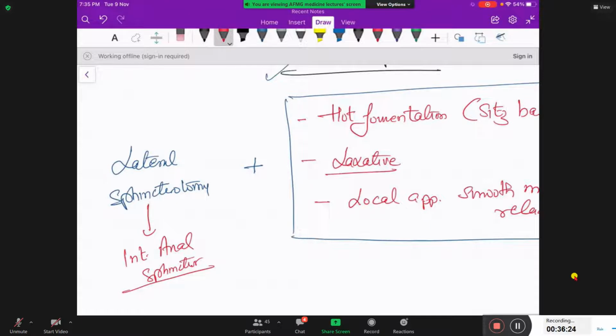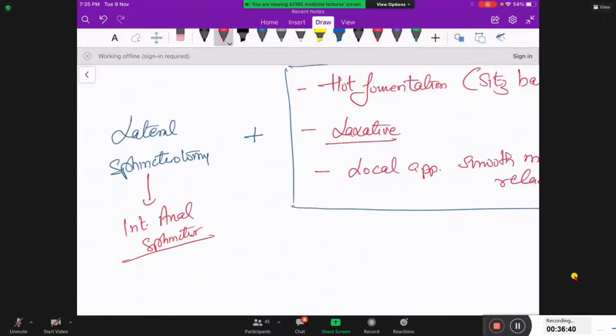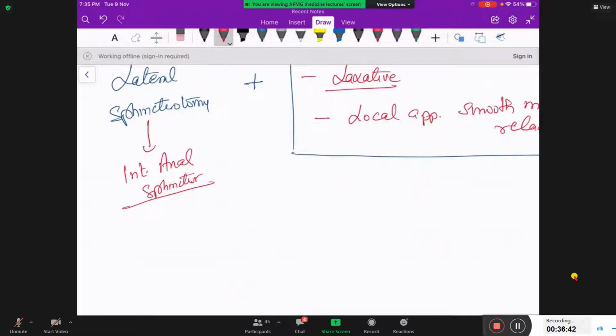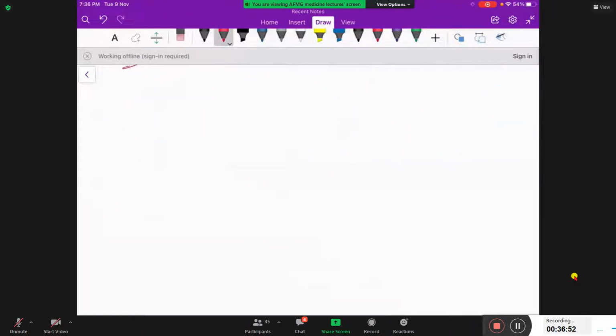Patient may come to you saying that the tag is still hanging. You can tell your patient that it's not a cosmetic surgery. Right? So the treatment of this condition is just this, with lateral sphincterotomy. And this is all about our discussion on this. Any doubt? So now, without washing our hands, we are going to talk about our next topic.